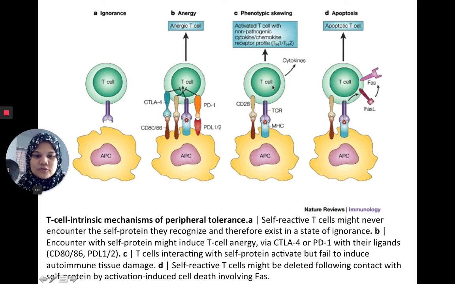And then you've got T cells that undergo phenotypic skewing. When it interacts with a self-protein, it activates, but it fails to induce autoimmune tissue damage, and this is because it induces a change in cytokine or chemokine profile. And finally, the last one: the self-reactive T cell, when it meets a self-protein, is induced to undergo cell death involving the FAS protein.